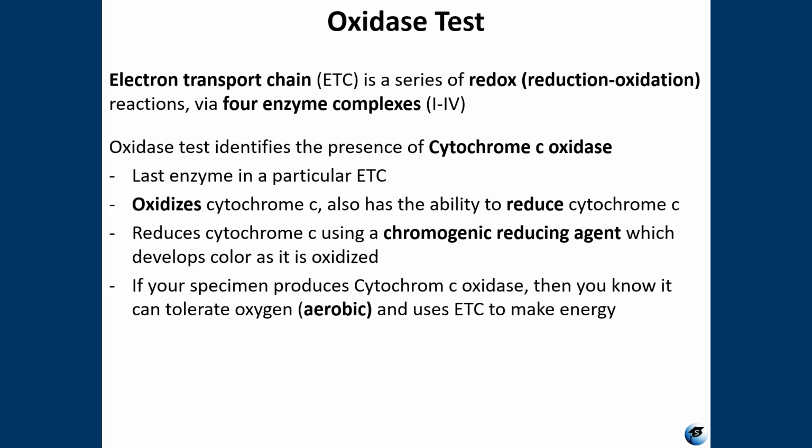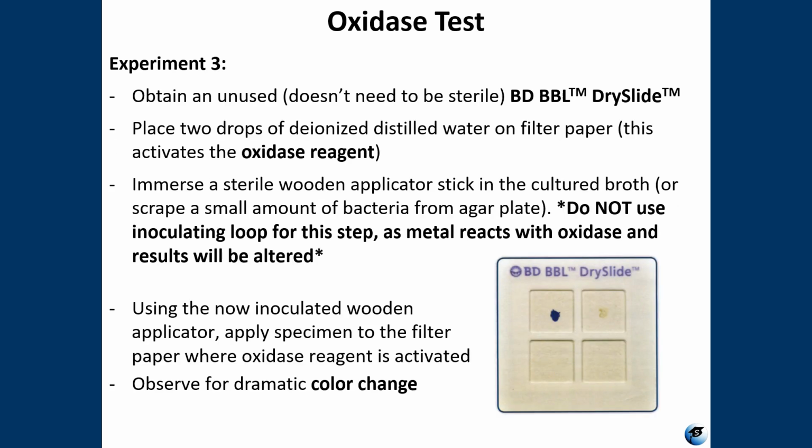Here's an example: the gram-negative opportunistic Pseudomonas aeruginosa and the gram-negative cholera-causing Vibrio cholerae both use cytochrome C oxidase, which can be detected by the oxidase test, whereas other gram-negative Enterobacteriaceae, like E. coli, are going to be negative for this test because they produce different cytochrome oxidase types.